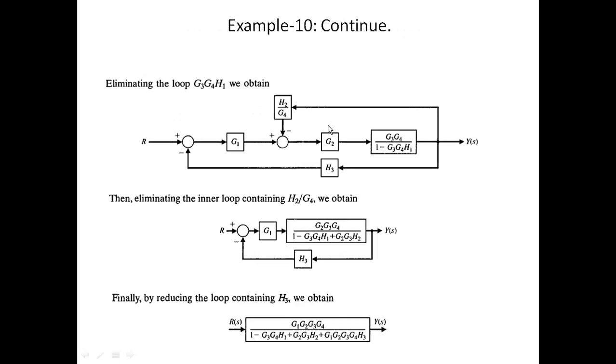Same as I said earlier, G2 and this simplified block get cascaded and are in feedback with H2 by G4. Then G1 gets cascaded with the simplified block, and there is a last negative feedback loop. After solving this, we get the final answer.